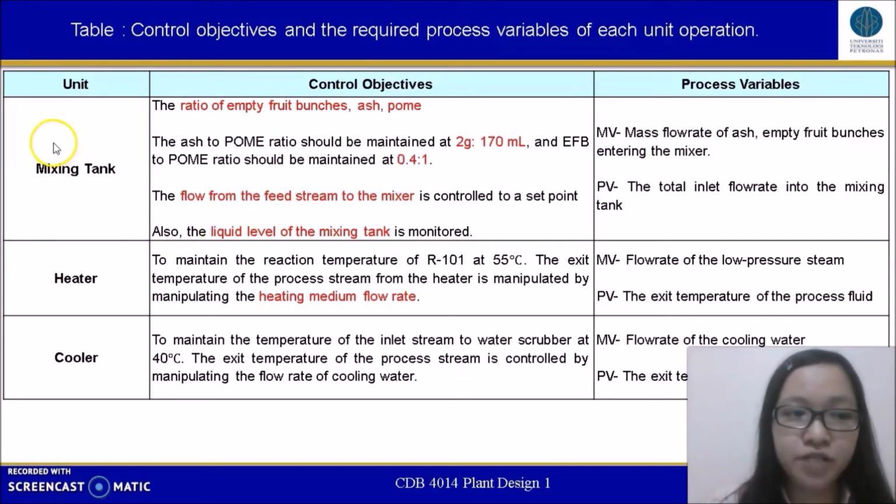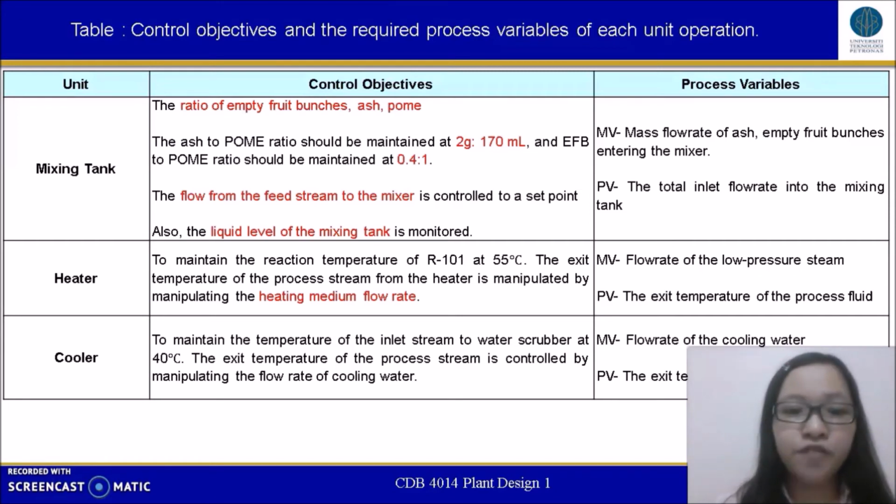Let's take a look at the first unit operation, which is the mixing tank. The control objective of the mixing tank is that the ratio of the empty fruit bunches, ash, and foam is maintained to achieve the desired conversions and yield in the reactor. The ash to foam ratio should be maintained at 2 grams of ash and 170 milliliters of foam, and the EFB to foam ratio should be maintained at 0.4 to 1.